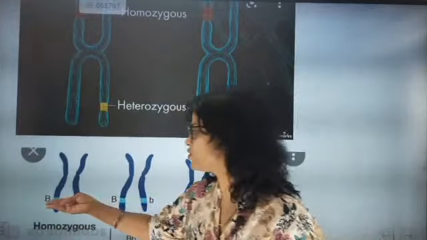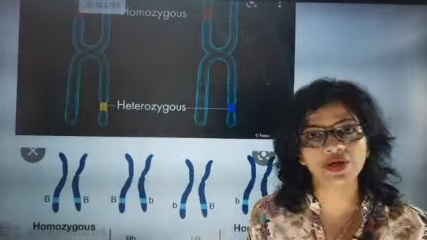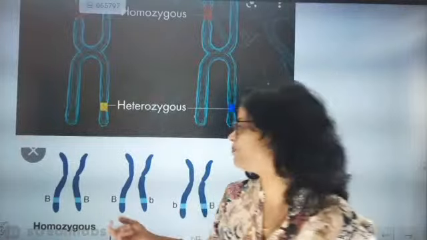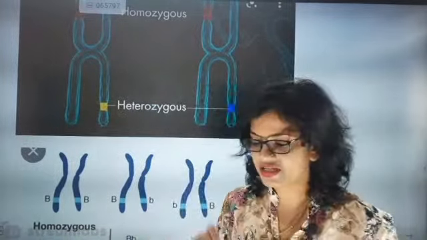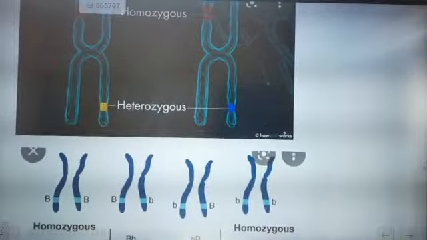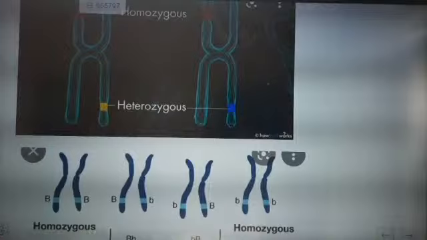That location will have both dominant or both recessive. If crossing over and picking is going on, the character will be picked from the same place. That is the locus. We are calling it locus.